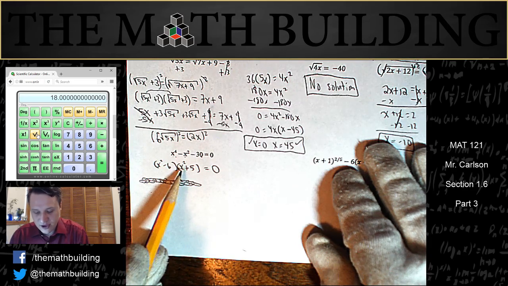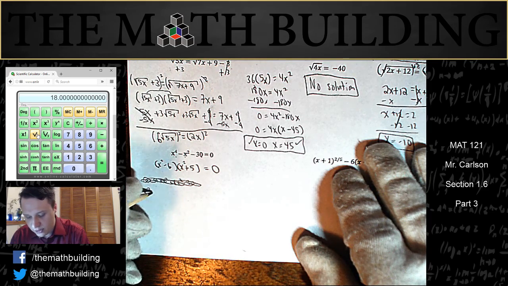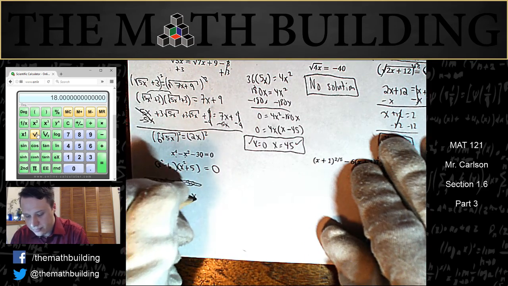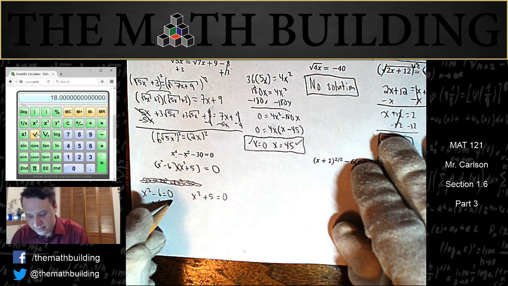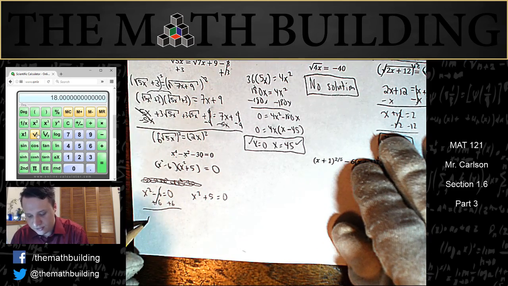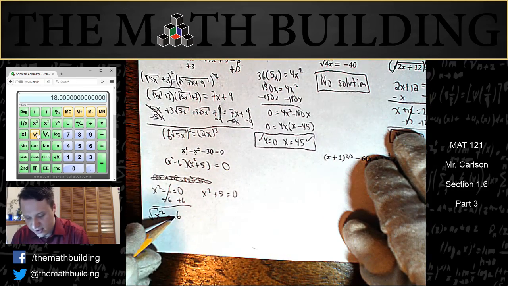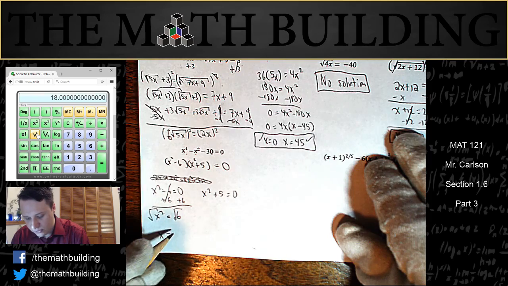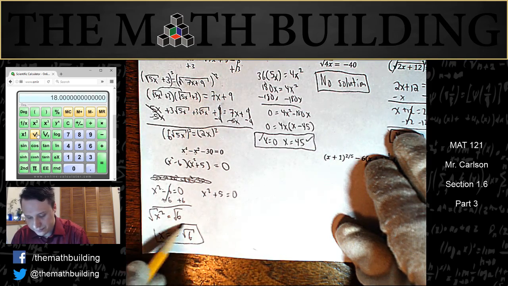So because of the zero factor property, 2 answers live in here, 2 answers live in here. So let's solve those. x squared minus 6 is 0. x squared plus 5 is 0. So add 6, add 6. x squared equals 6. And take the square root of both sides. x equals plus or minus the square root of 6 are 2 of your answers.